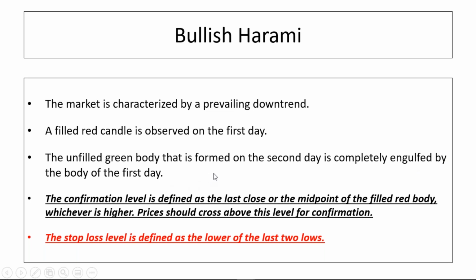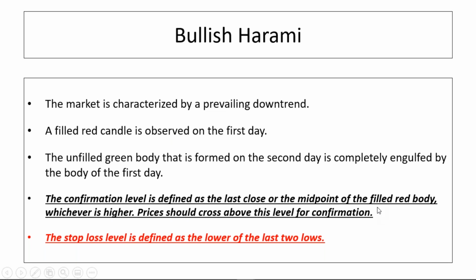And what I love about these reversal signals is they have baked-in confirmation levels, buy levels, and stop loss levels for each pattern. So the confirmation level for a bullish Harami is defined as either the last close, which is going to be the close of the unfilled green body, it's the last of two candles, right? It's a two-bar formation. So the confirmation level is defined as the last close, the close of the unfilled green body, or the midpoint of the filled red body, whichever is higher. Prices should cross above this level for confirmation.